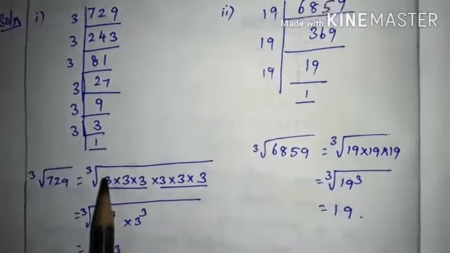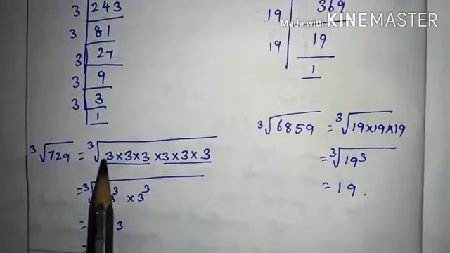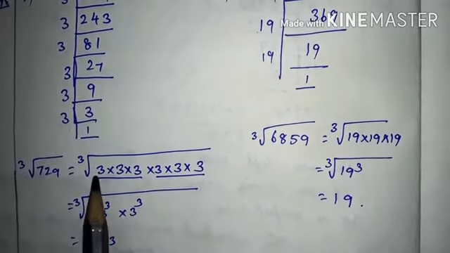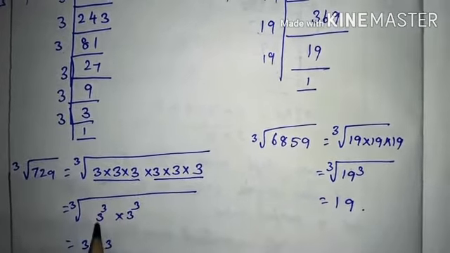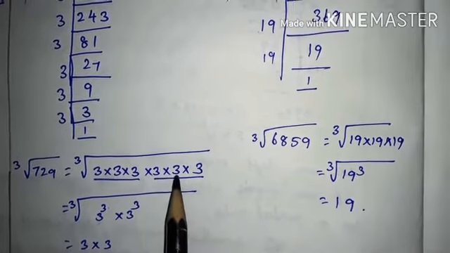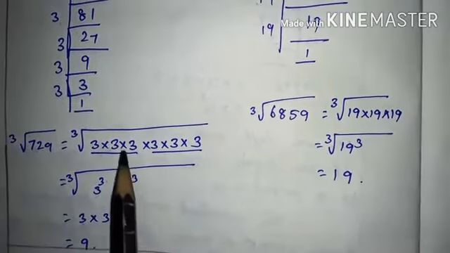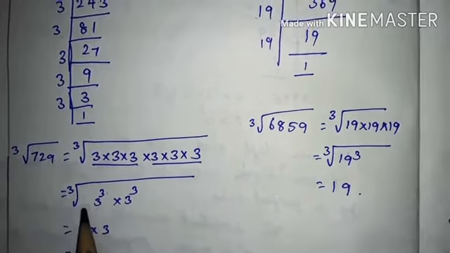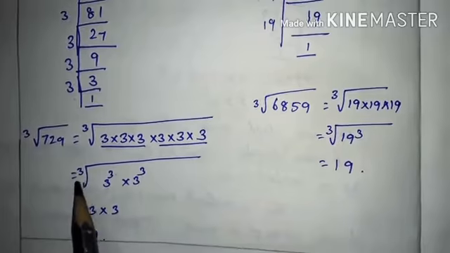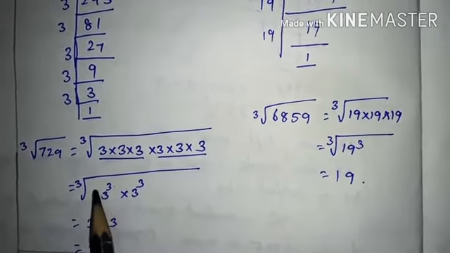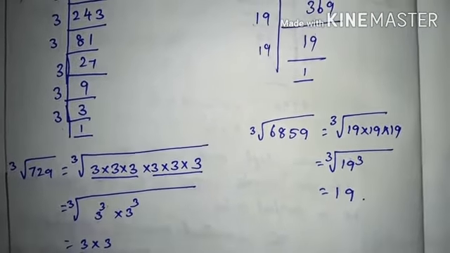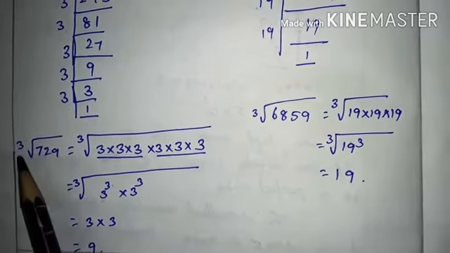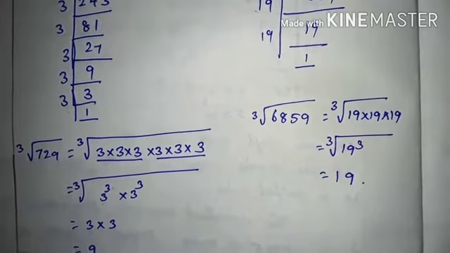After finding the prime factors, we have to take the cube root. For taking the cube root, first you have to group the factors in threes as cubes. That is, 3 into 3 into 3 can be written as 3 cube. And the next 3 into 3 into 3 can be written as 3 cube. In between these two, we have a multiplication symbol. So 3 cube into 3 cube. When you remove the cube root, the cube is also removed and we get the answer as 3 into 3. Therefore, the cube root of 729 is 9.